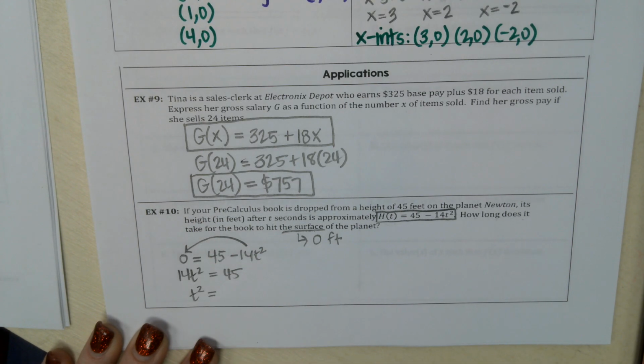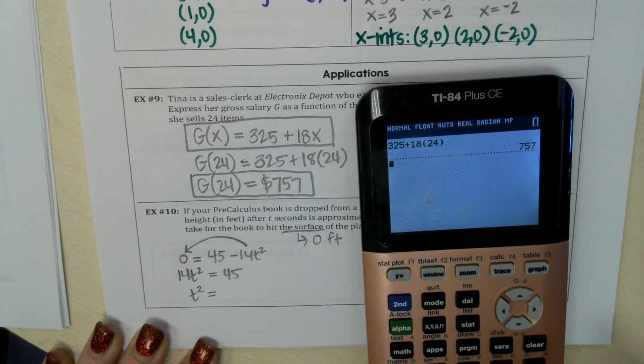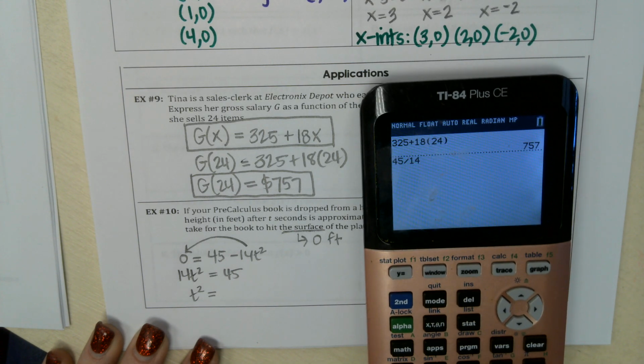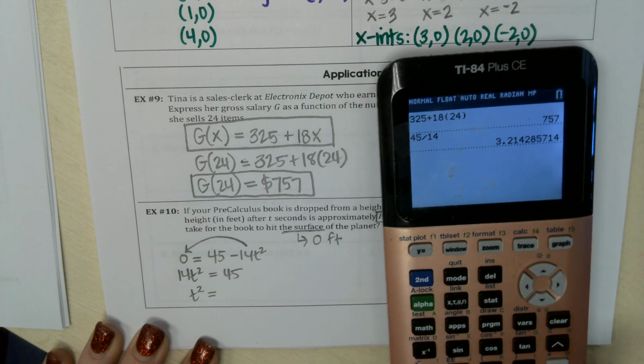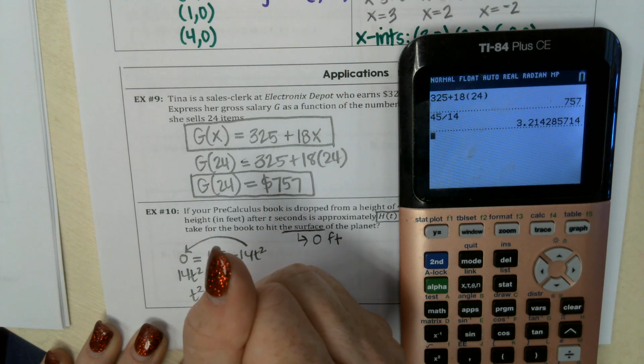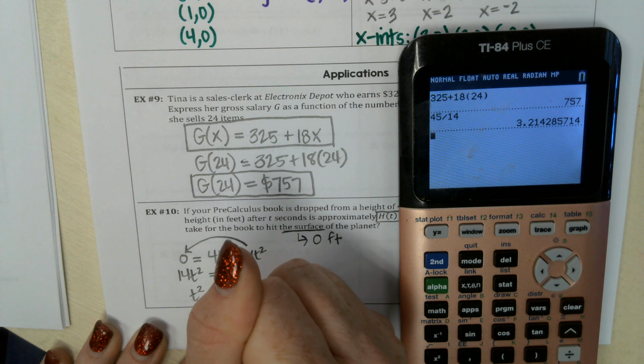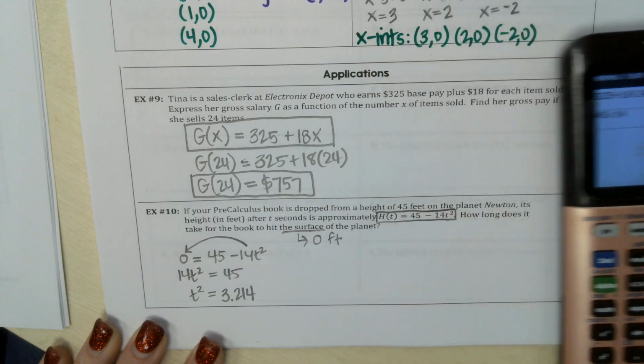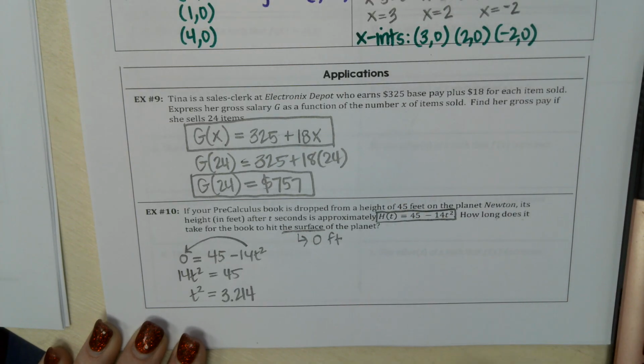And then what do I do next? I divide both sides by 14. So 45 divided by 14. I'm going to round. We need 3 decimal places in pre-calculus, okay? Unless you're told otherwise. 3.214. Okay? And then how do I solve for t?